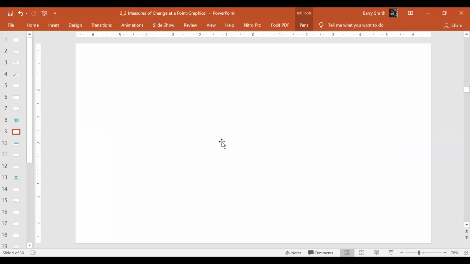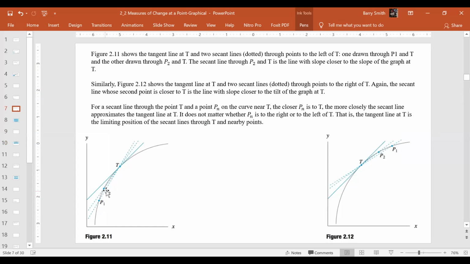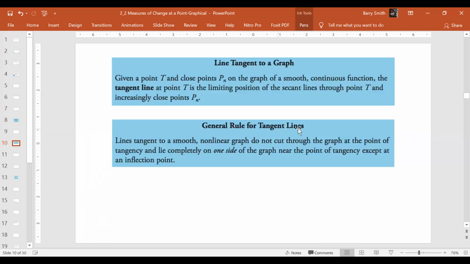So like we said, if we go back here, as we get closer and closer, that limit as P goes to n is going to give us the slope of the tangent line, which is the solid blue line. Okay. And so the general rule for tangent lines is that tangent lines to a smooth graph do not cut through the graph at the point of tangency. They just lie completely on one side of it.